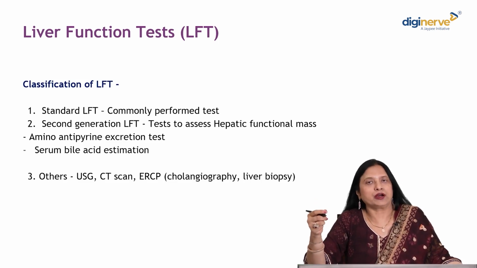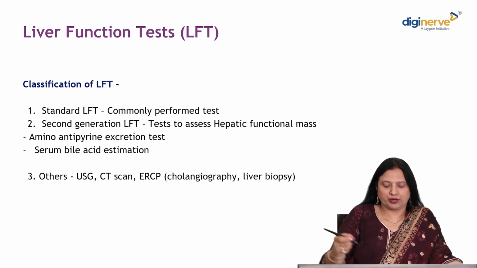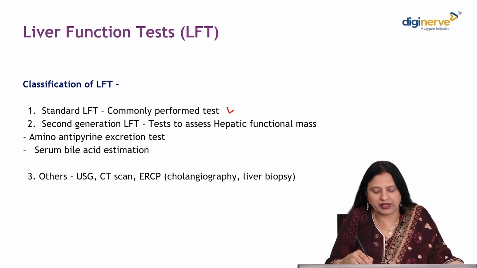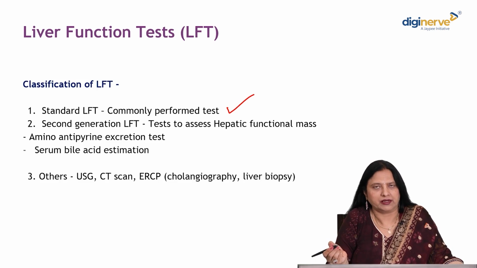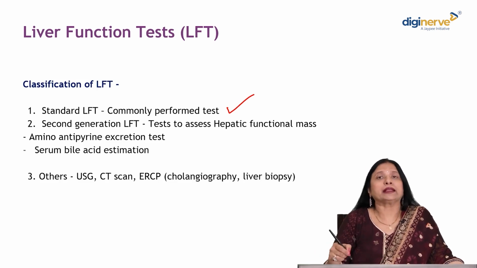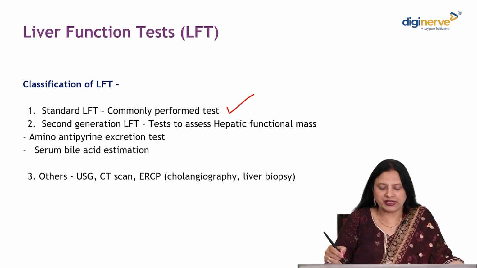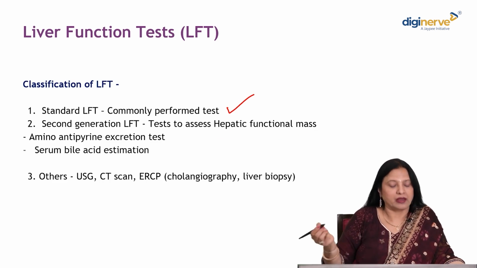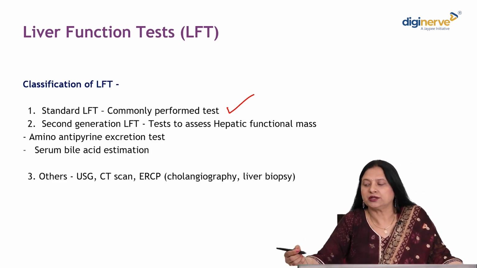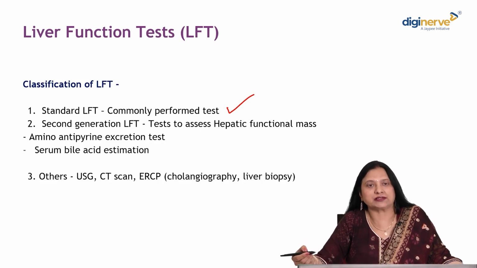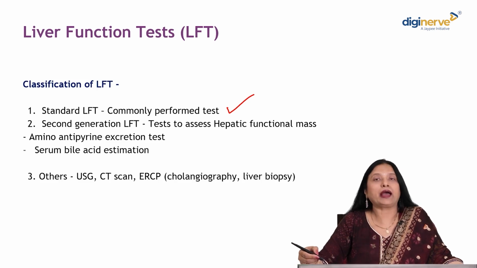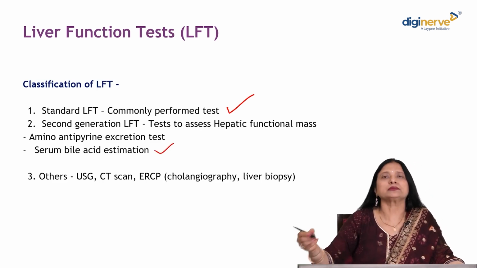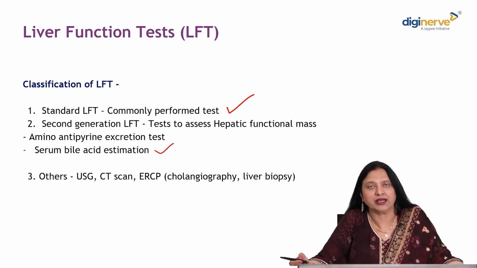So one way of classifying these LFTs is to include the commonly performed tests in group 1. They are also known as standard LFTs, which we will be discussing a little later. Then there could be second generation tests. These are the tests to assess hepatic functional mass, that is the capacity of the liver to eliminate exogenous substances like aminopyrine and endogenous substances like bile acids. For this, serum bile acid estimation can be done.